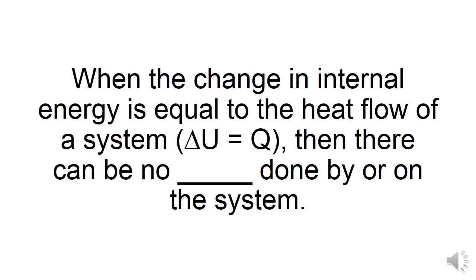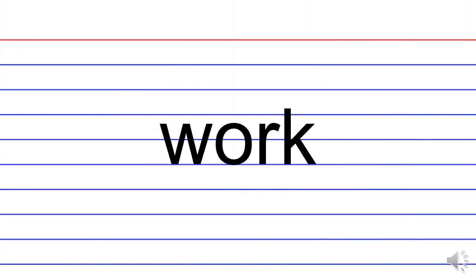When the change in internal energy is equal to the heat flow, delta U equals Q, then there can be no blank done by or on the system. What cannot be done? All right, you've guessed it, there can be no work done on or by the system. The work term in the first law goes to 0.